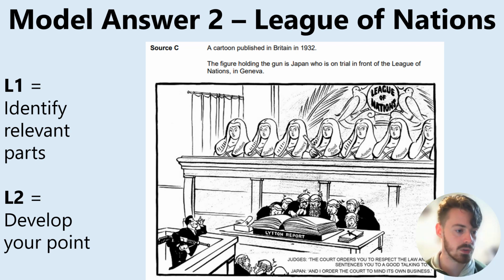So this source is called source C, but let's say the question title is this: source C is critical of the League of Nations. How do you know? So it's a cartoon published in Britain in 1932. The figure in the bottom left-hand corner holding the gun is Japan, who's on trial in front of the League of Nations in Geneva. And there's two little quotes. The judges, the people at the back, say, "The court orders you to respect the law and sentences you to a good talking to." And Japan, the bottom left, says, "And I order the court to mind its own business." I'll repeat the question. Source C is critical of the League of Nations. How do you know? Pause here and we'll come back in a moment.